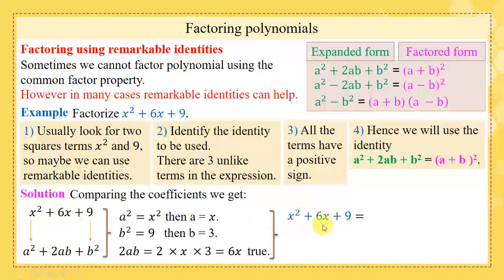So we will use the first remarkable identity to get x squared plus 6x plus 9 equals x squared plus 2 times x times 3 plus 3 squared. Since x squared equals a squared, 2 times x times 3 equals 2ab, and 3 squared equals b squared, we will apply the first remarkable identity to get the perfect square (x plus 3) squared.